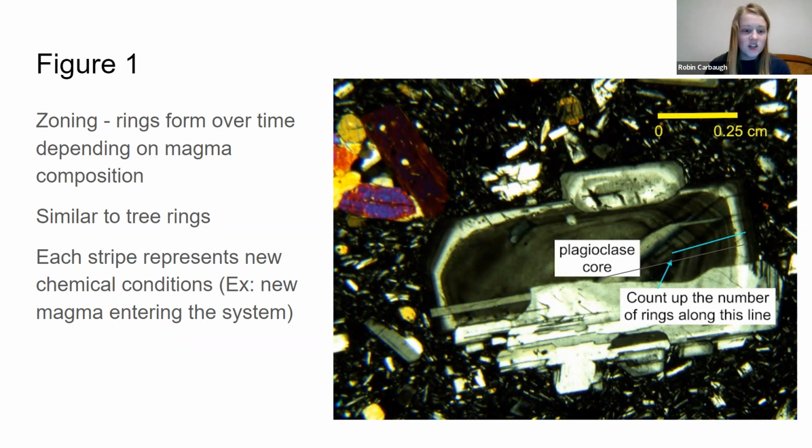And then you can change these chemical conditions by just changing the system. For instance, adding new magma could form a new ring. And so the lab is going to have you count these rings. So looking at the blue line, just each ring that we see in here. And it's a little hard to see, so I'm going to accept a range in answers for this, but give it your best shot.